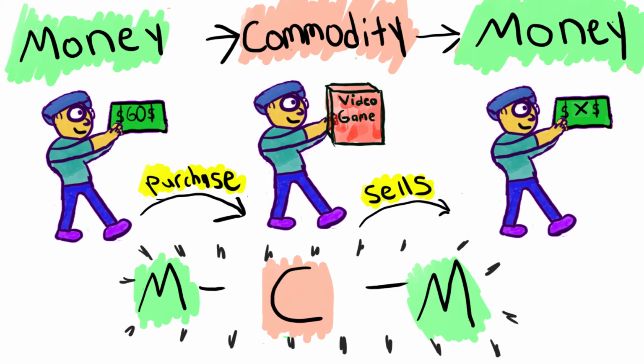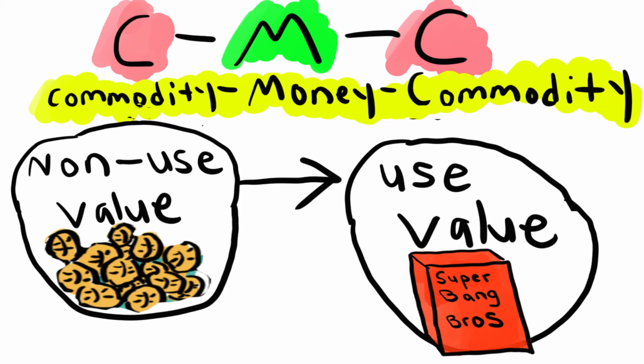This sounds pretty redundant, right? In our previous form we studied, CMC, it is true that a person starts off with a commodity and through the exchange is left with also a commodity in the end. But in CMC this makes sense because he starts with a commodity that he doesn't really want or doesn't need, a non-use value, and he is left with a commodity that he actually wants, that has a use value.